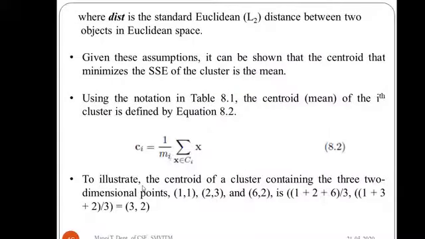So we can illustrate it using the three two-dimensional points over here, that is (1, 2), (2, 3), and (6, 2). You add up 1 plus 2 plus 6 and divide by 3, because 3 objects are there. Then 2 plus 3 plus 2, 3 objects, divided by 3. So you will be getting the centroid of the cluster as (3, 2), which is the mean of the particular cluster.